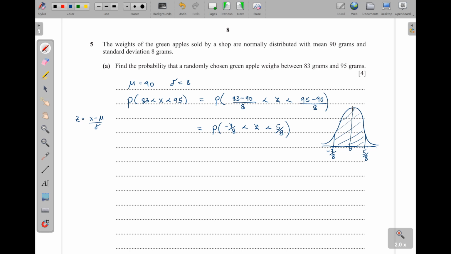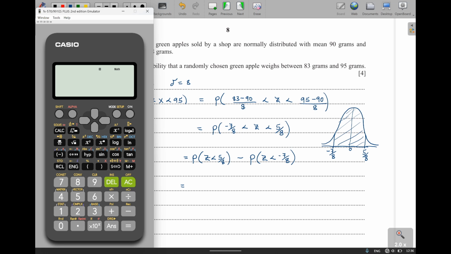So that means if I'm looking for this one, I'm going to get the whole of it less than this, then minus less than this one here. Okay? So we are going to have probability of z less than the positive 5 over 8, and then subtract probability of z less than negative 7 over 8. I can put this one in the calculator straight away and I get the answer.